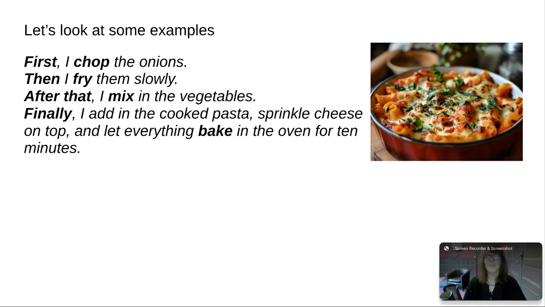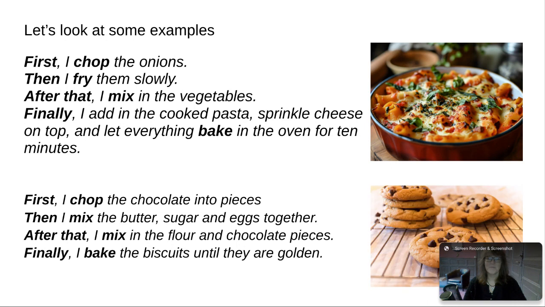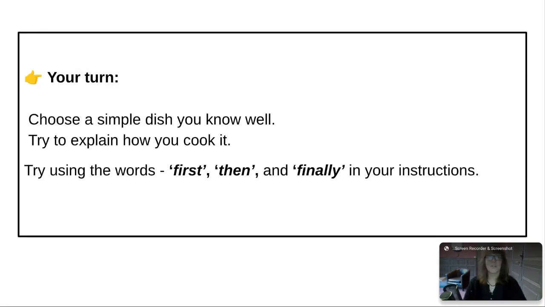See if you can guess what this one is. First, I chop the chocolate into pieces. Then I mix the butter, sugar, and eggs together. After that, I mix in the flour and chocolate pieces. Finally, I bake the biscuits until they're golden. Do you know what it is? Yeah, chocolate chip cookies. So now it's your turn.